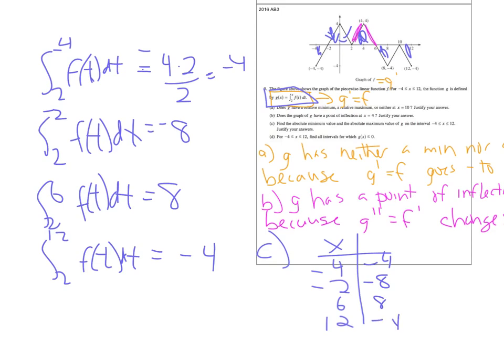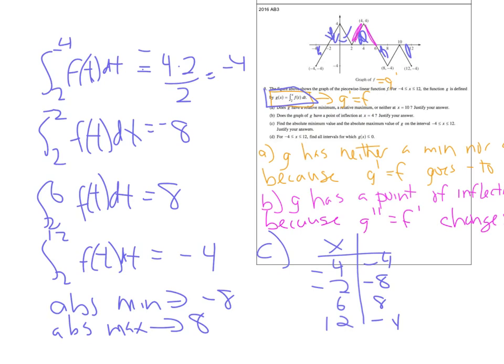So it says absolute max and absolute min. So absolute min is negative 8, and then the absolute max is 8. My justification is in showing kind of those integrals, and that's all I need to do there.